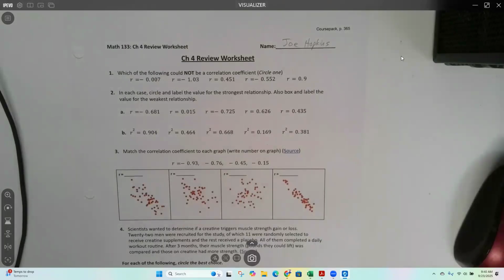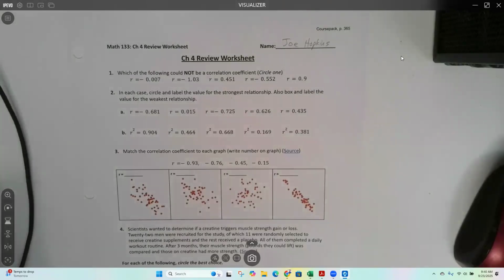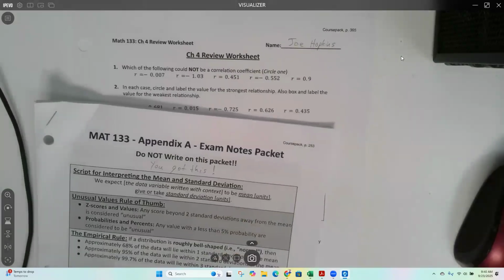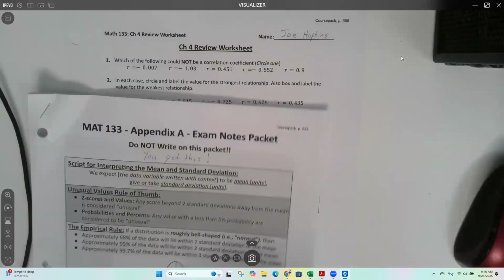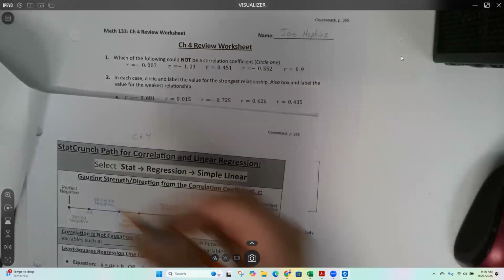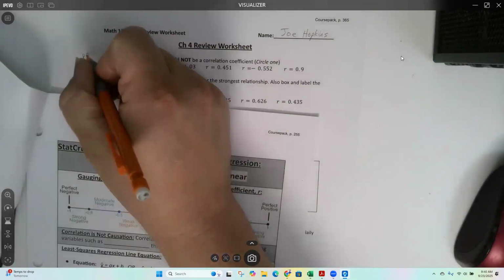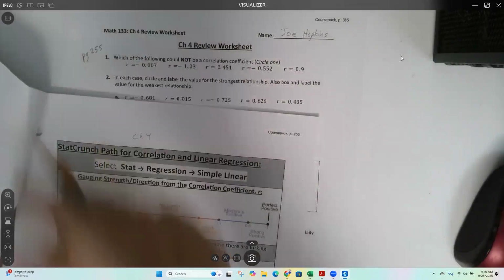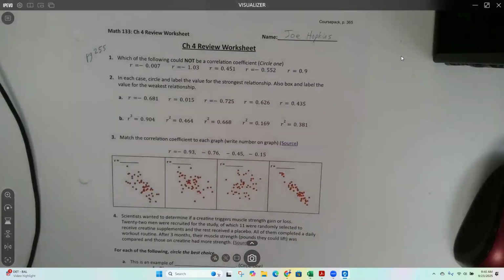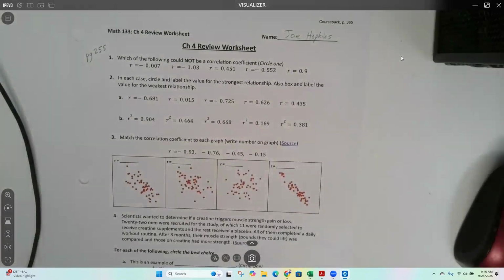Okay. So all of the stuff from chapter 4, there is a really great summary in our exam notes packet. On page 253 is where the yellow exam notes packet starts. And we've talked about a lot of this already, but chapter 4 stuff is on page 255. So I'm just going to write at the top here, page 255. And that's where you're going to find pretty much all this stuff. And again, I'm mainly going to be giving hints on the ones that I think are a little more challenging.